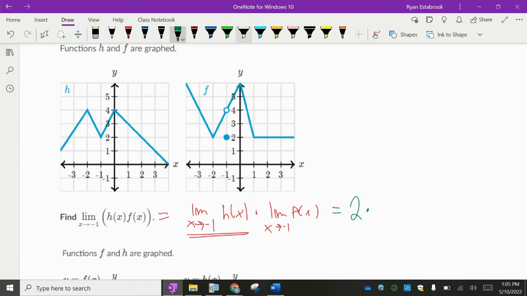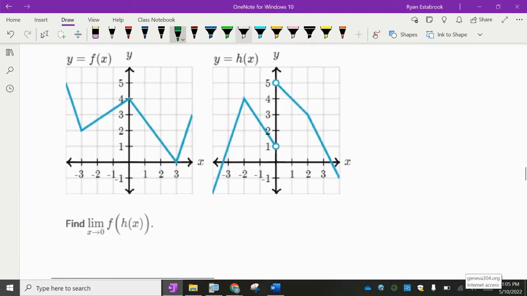Times, then look on the f graph. On the f graph, as the x values are approaching -1, what are the y values approaching? 4. So our limit is 2 times 4, which would be 8. So again, it's kind of straightforward on these problems. There are a few small little wrinkles we'll see as we get into some of these problems, but pretty much the limit of one times the limit of the other.